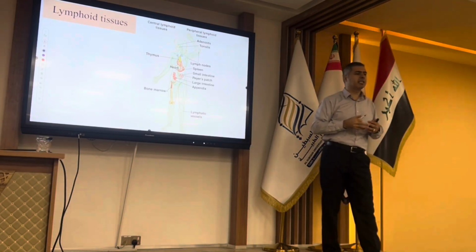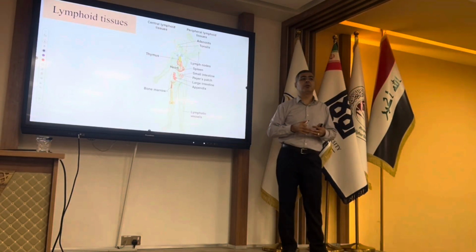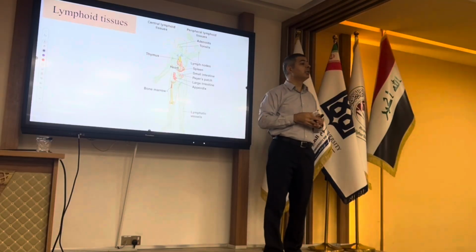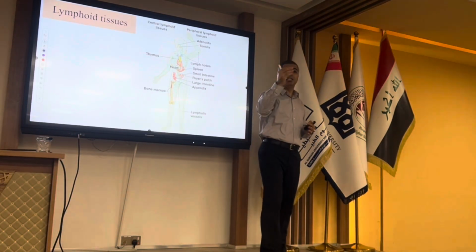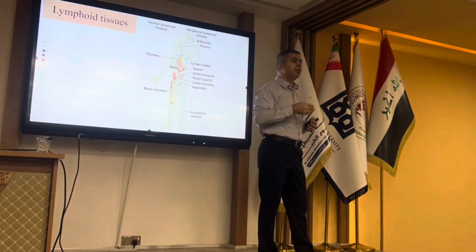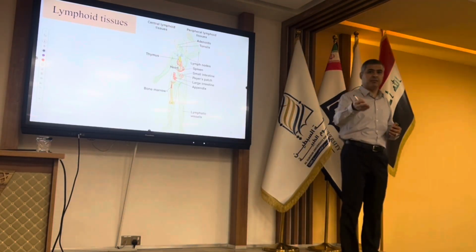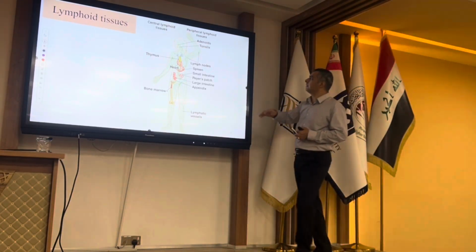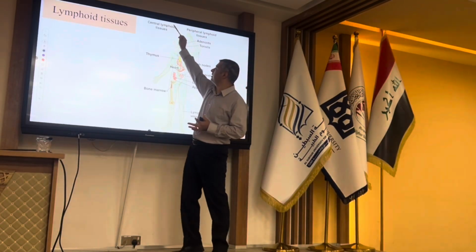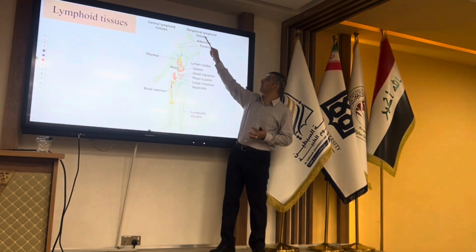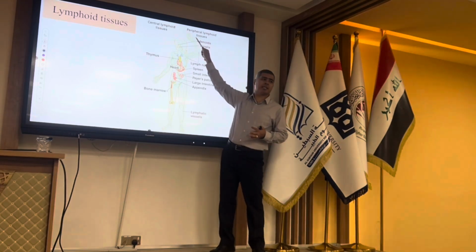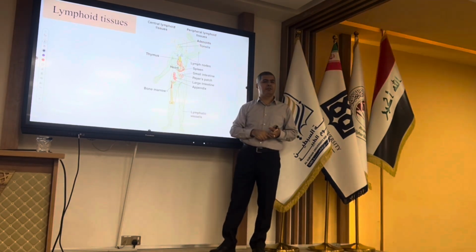The function of secondary lymphoid organs. The maturation is for the primary lymphoid organs. The function of secondary lymphoid organs is initiation of immune response, the beginning of the adaptive immune response. So the development of cells occurs in the central lymphoid tissue, but the initiation of the immune response occurs in the secondary lymphoid tissue.